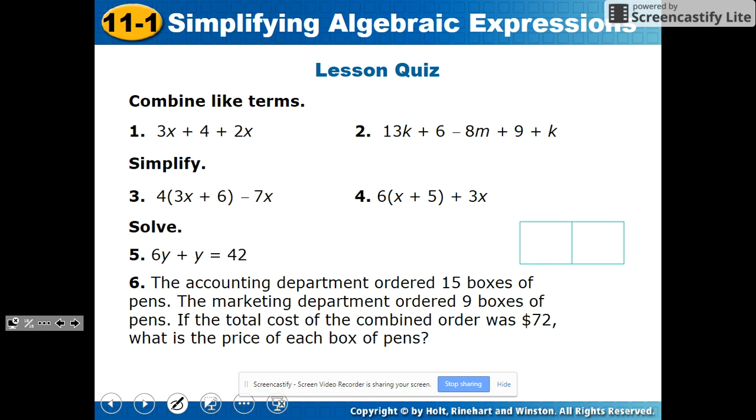Okay, so we're going to do a lesson quiz. So go ahead and write down these problems. Work on combining the terms, simplifying, solving, and show me these when you're done. You'll have your answers on the screen to check.